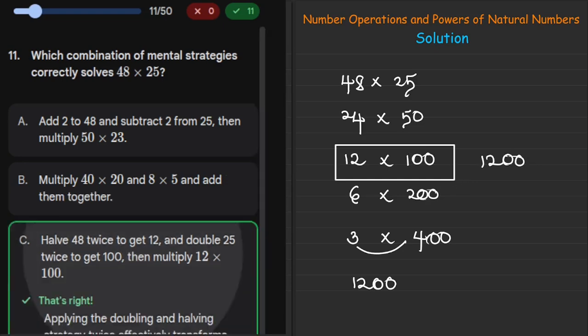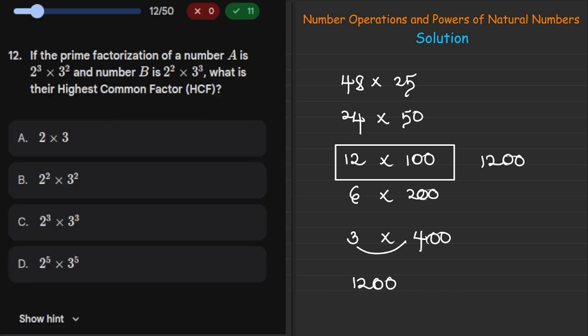So let's choose C. Yes, that is right. You could have as well gone through all these options to weigh them and then get your correct answer. Question number 12.